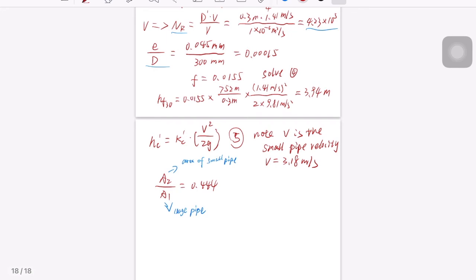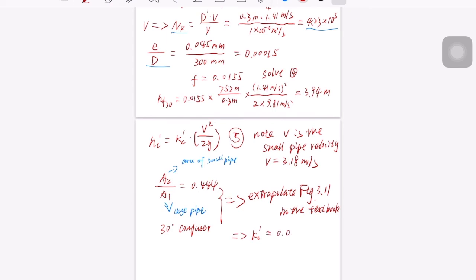And then we also know this is a 30 degree confuser. So we can extrapolate the figure 3.11 in the textbook. So we will get that the coefficient of confuser equals 0.025.